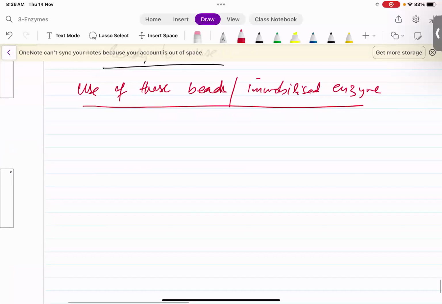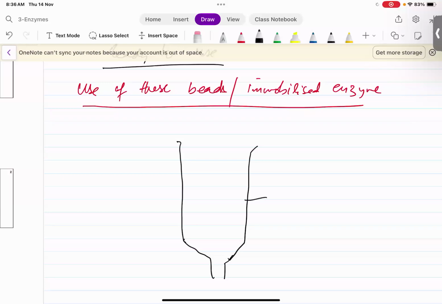What we can do is we can support these beads in a large syringe. This is the large syringe, which has a molecular filter used here. We put these beads into it.